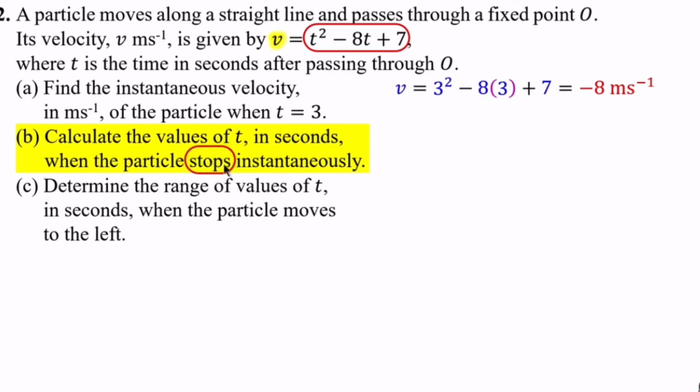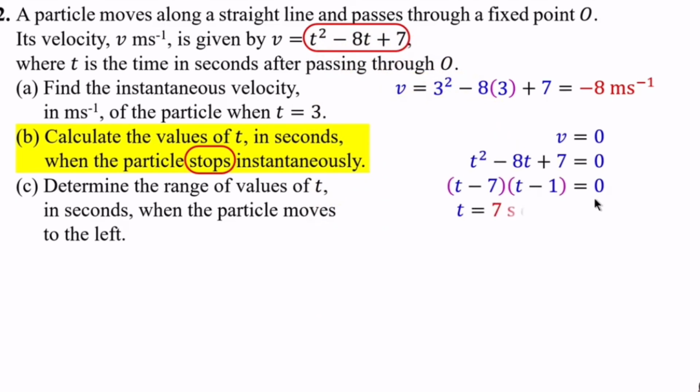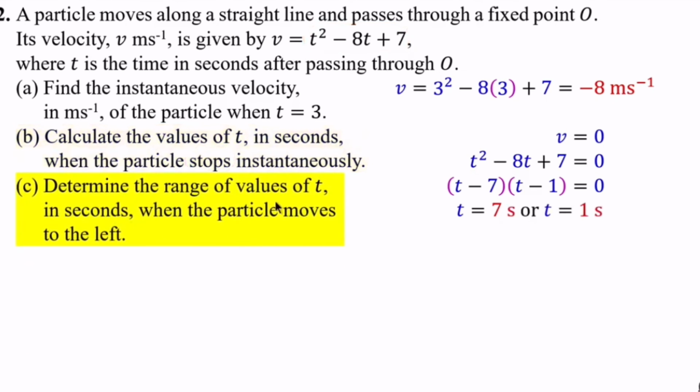For B, when the particle stops, of course the velocity will be 0. Okay, so we will let t squared minus 8t plus 7 equal to 0, and then we will solve the t after factorize. So t is equal to 7 and t equal to 1. Okay, so determine the range of values of t in seconds when the particle moves to the left. When the particle moves to the left, the v will be less than 0, right?